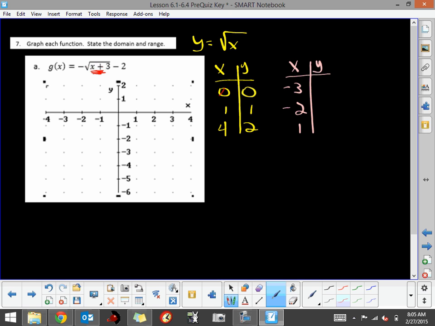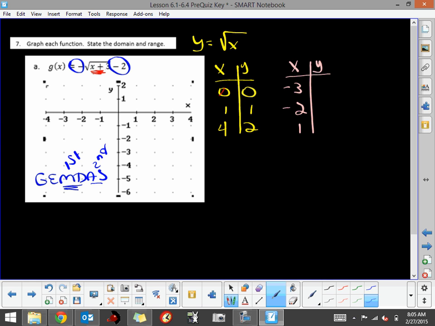And then we've got two things that are being done vertically. The two things on the outside of the grouping symbol are the negative sign and the negative 2. Remember, the order of operations, PEMDAS, helps us determine which one is done first. So if we perform our order of operations, the multiplication and division would be done first, followed by the addition and subtraction, which would be done second.